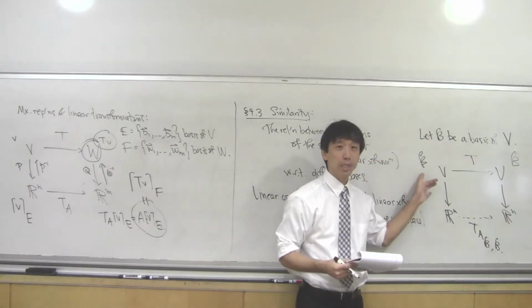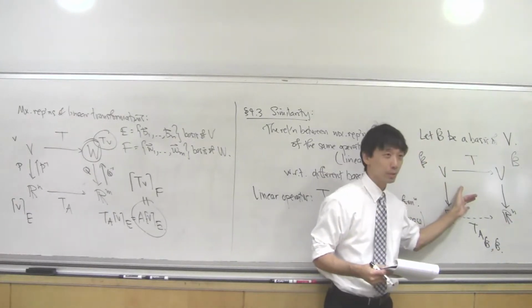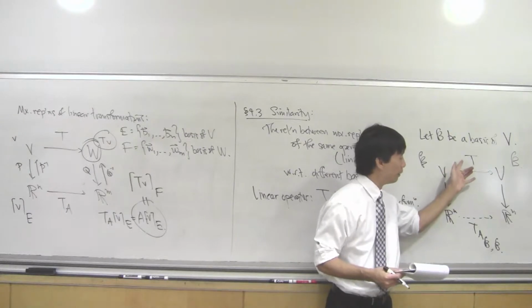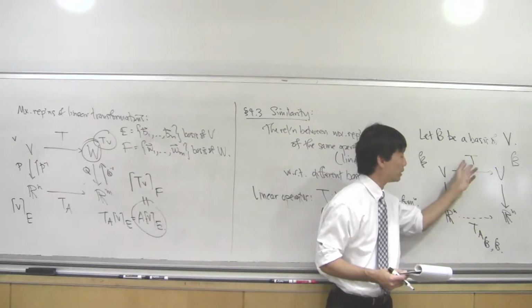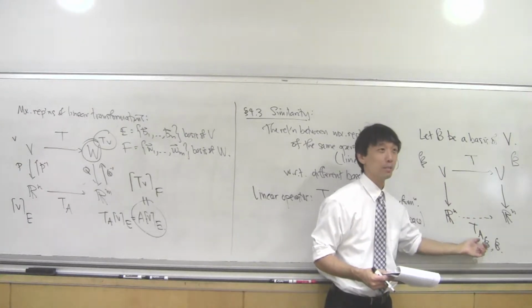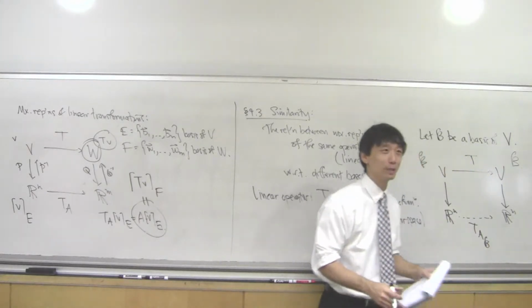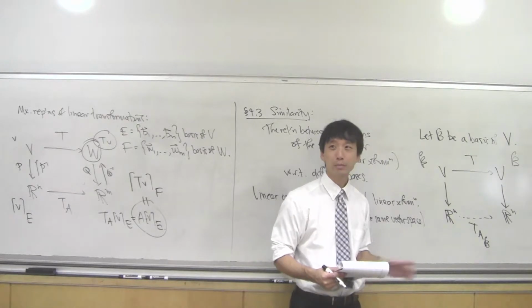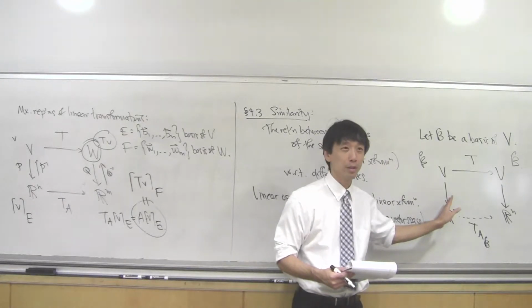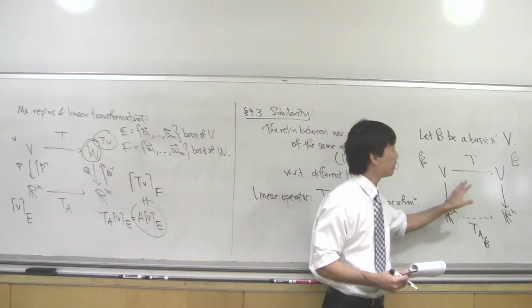Okay, and you take the matrix representation of T with respect to those two bases, B and B. I'm just going to write B, because why do I need two matrices? Okay, makes sense? Right. You get the matrix A_B.